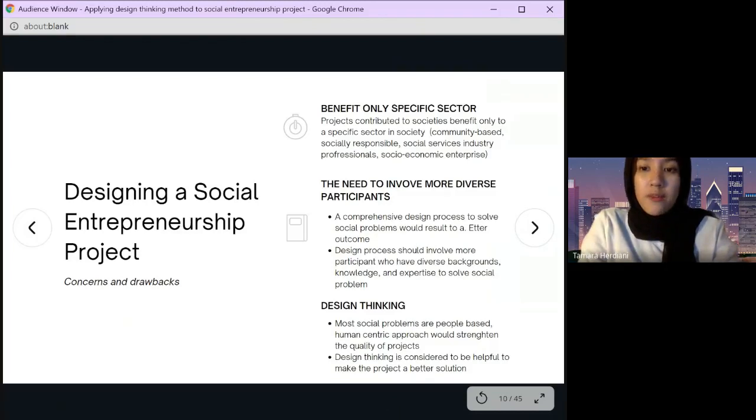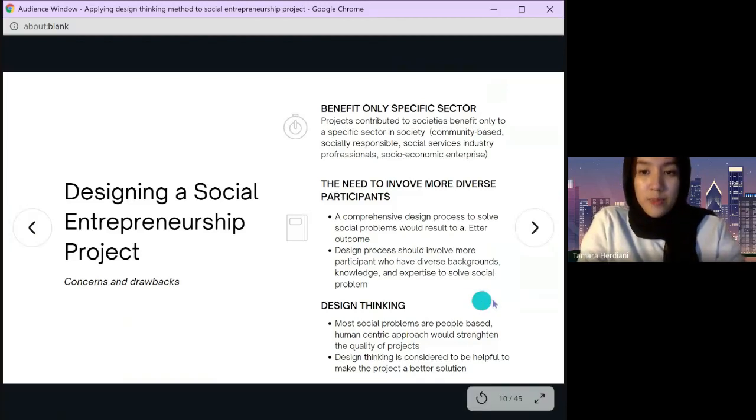And finally, we have concerns regarding the design of social entrepreneurship project. From the examples we have seen before, we can conclude that the benefit were only directed for a specific sector. It is not either community-based, socially responsible, and etc. It can be concluded that there is a need to involve more diverse participants, as a comprehensive design process to solve problems would result in a better outcome. Hence, participants who have diverse background, knowledge, and expertise are beneficial.